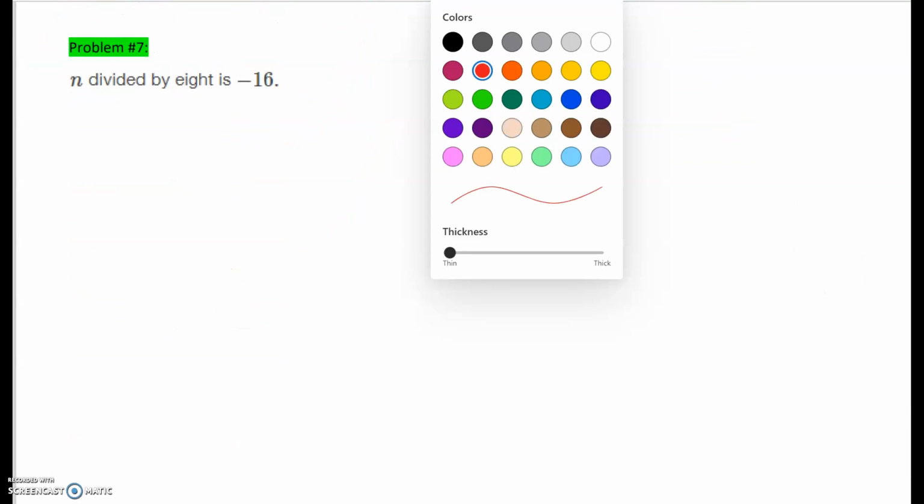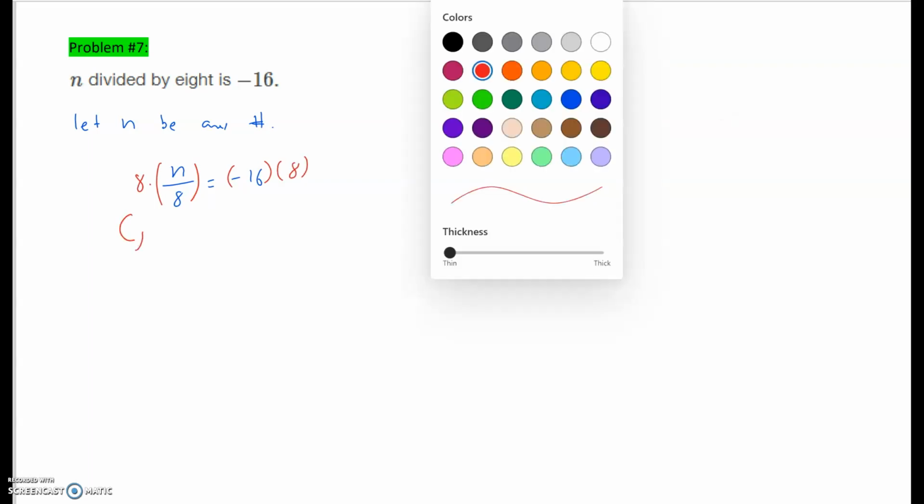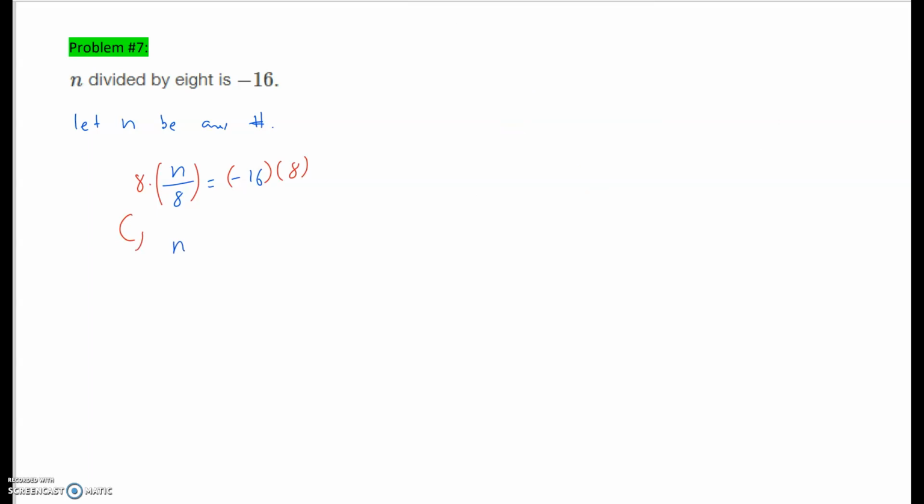7. And let me start in the same format. Let n be any number. And then the equation is n divided by 8 is equal to -16. So at this point, let me multiply by 8. And this actually solves the problem here. So n is equal to -16 times 8.